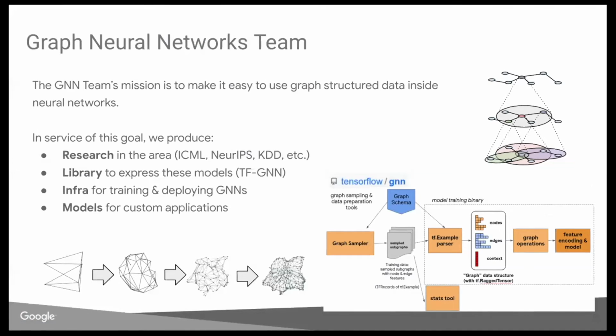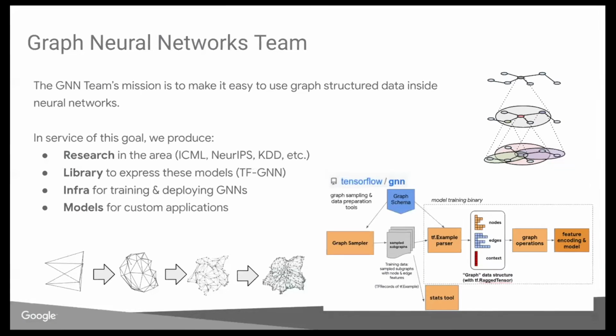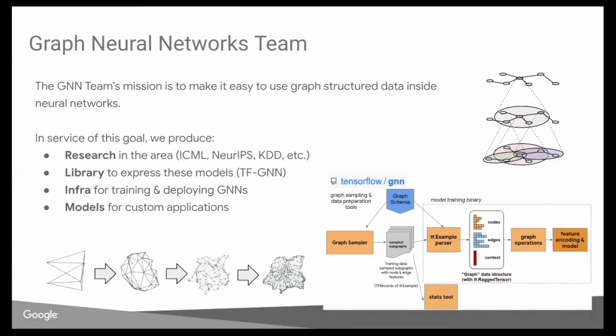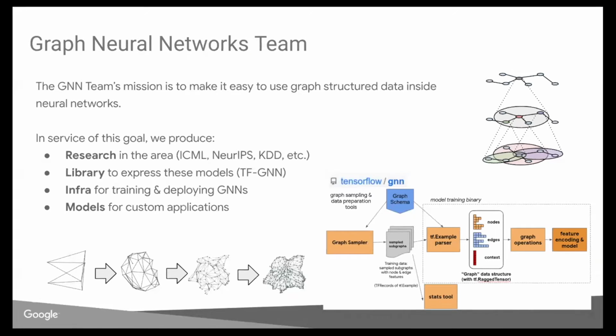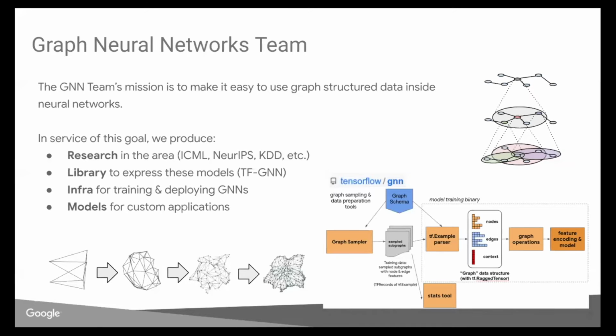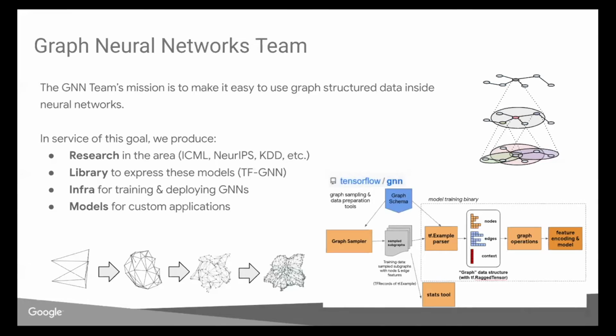The Graph Neural Networks team at Google's mission is to make it easy to use graph-structured data inside neural networks and deliver value through them. To do that, we have different work streams. We do research, publishing at premier conferences. We build and maintain a library to express these models. We also build infrastructure for training and deploying GNNs at tremendous scale. And we also write custom models for different applications. You can see illustrations of how, for instance, different components of TF-GNN work. They will be covered later on as well.